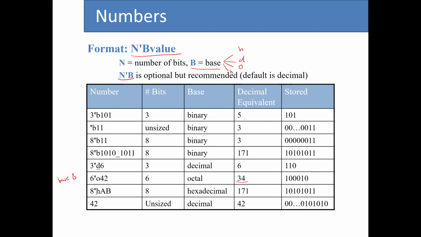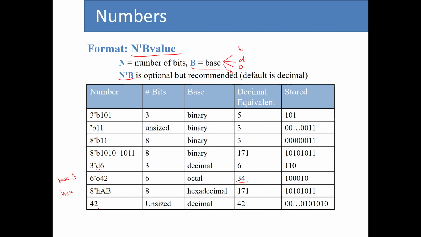What about this one? 8'hAB. H is for hexadecimal numbers. So we have an 8-bit number with values being A and B. You remember A was 10, B was 11, right? So the decimal equivalent is 171, and the value that is stored is like this: 10101011.